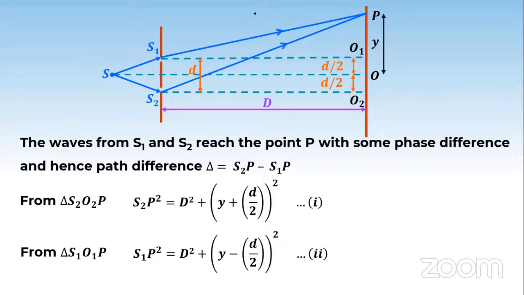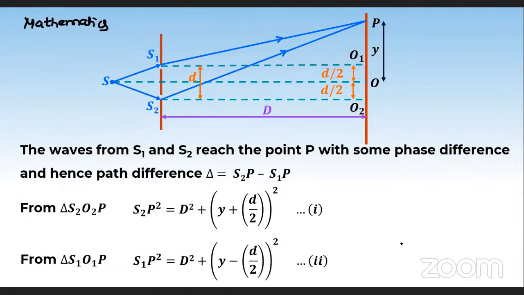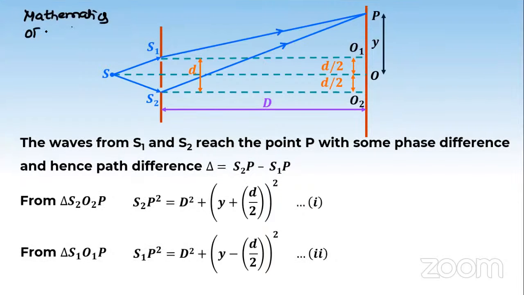So let us see this now. We are understanding the mathematical equations, you can say the mathematics of Young's double slit experiment. Through this we are going to understand the mathematics of Young's double slit experiment.